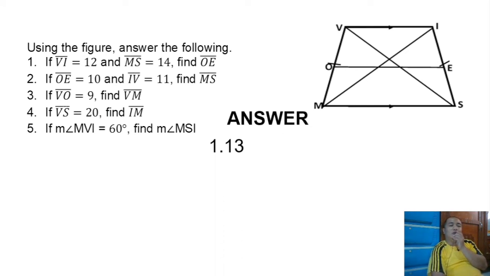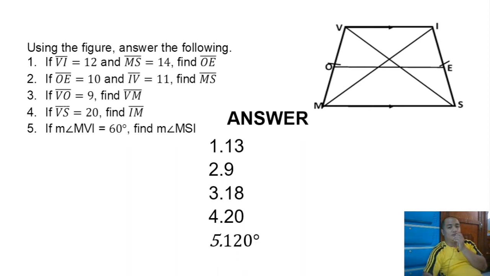Next, number 2. If OE is 10 and IB is 11, find MS. Just multiply the median by 2. So, 10 times 2 is 20, minus 11 is 9. Number 3. If BO is 9, find BM. 9 plus 9 is 18. Number 4. If BS is 20, find IM. It's also 20. They are equal. If angle MBI is 60 degrees, find angle MSI. I think they are supplementary. So 180 minus 60 is 120 degrees.